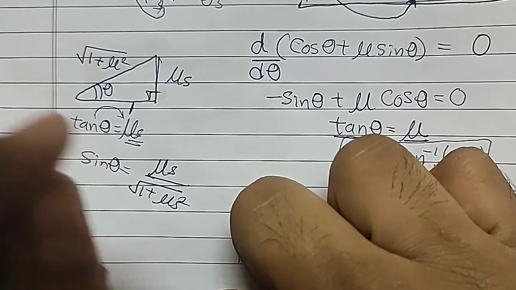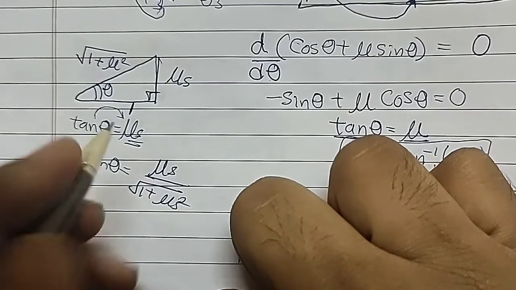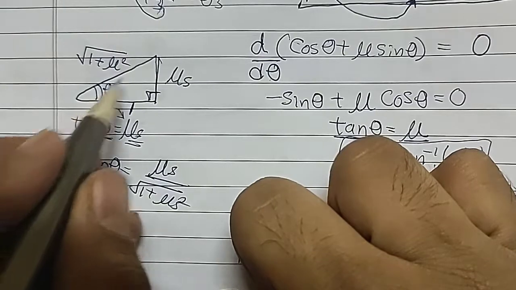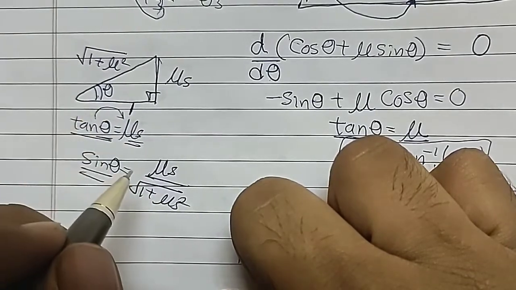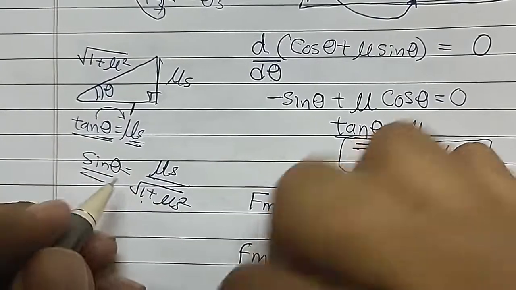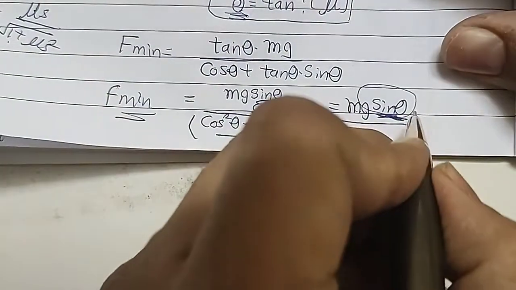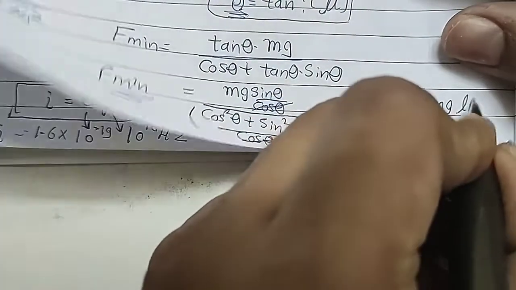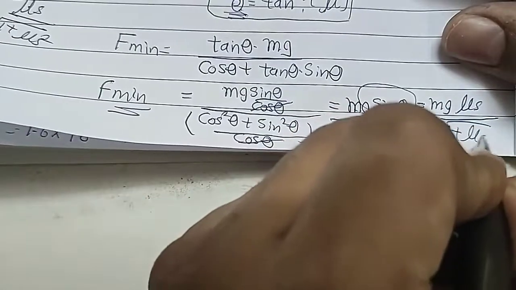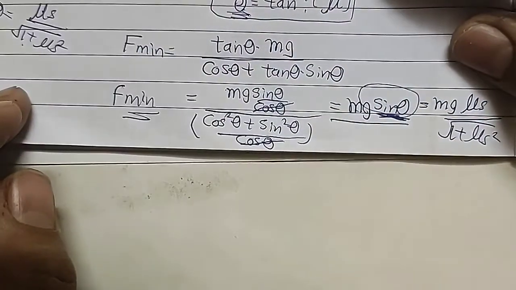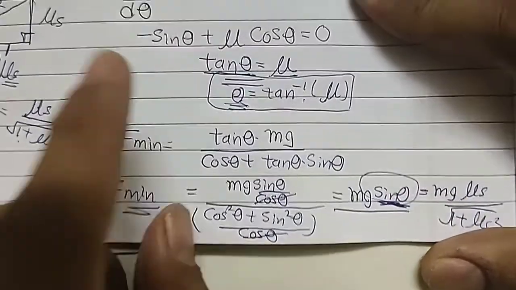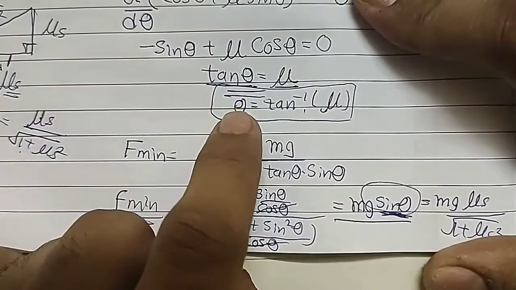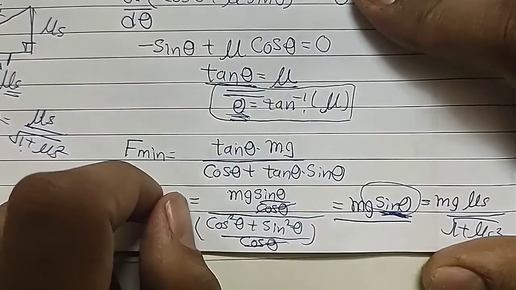It is the theta at which the force will become least. So that theta I got here. Now from tan theta, I got the value of sin theta for that angle. Sin theta is mu s upon root of 1 plus mu s square. If you put this value of sin theta over here, then you will get the final answer: mg into mu s upon root of 1 plus mu s square. So it is the least force at which the body will slide. It's the minimum pulling force required, and you have to apply this force at an angle theta, which must be strictly tan inverse of mu.